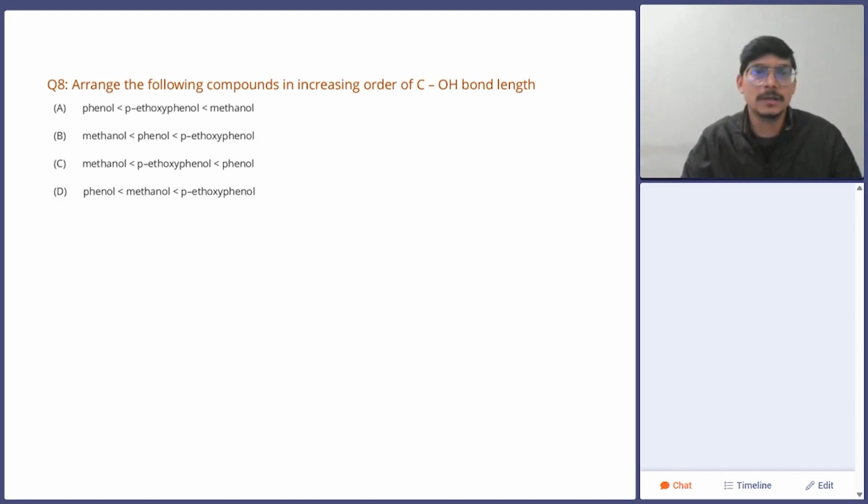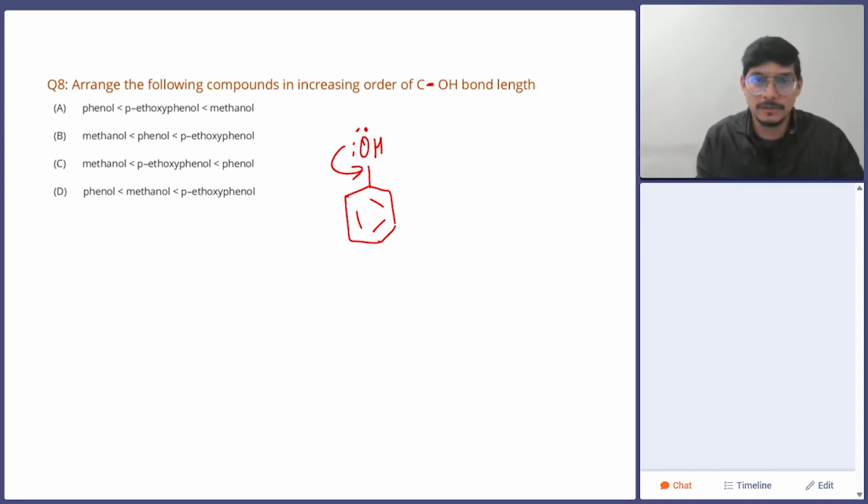Question number 8. Arrange the following compounds in order of increasing carbon-oxygen bond length. So we have to arrange them in the order of increasing carbon-oxygen bond length. So if you look at the first molecule, which is phenol, it has partial double bond character because oxygen has 2 lone pairs. So why not donate 1 electron pair? Why not share 1 electron pair with benzene ring, right? The mesomeric effect. So it has partial double bond character.